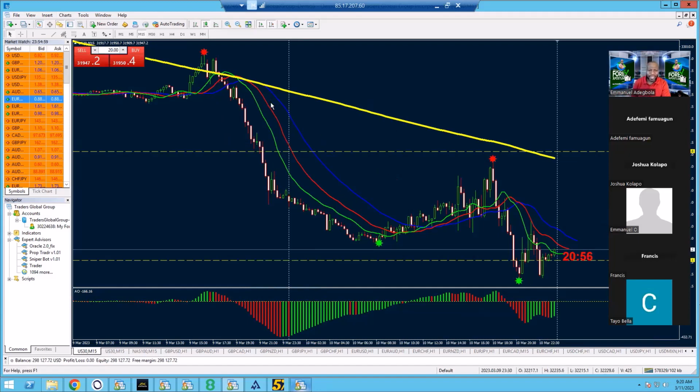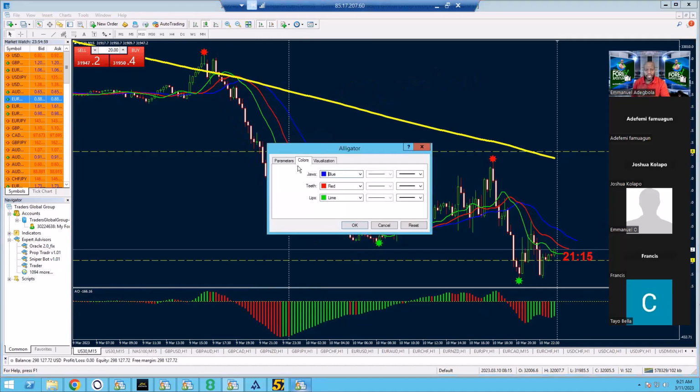So we have this alligator, then we have the 200 moving average, which is a simple moving average applied to close. Then we have this alligator right here. The alligator uses 3 moving averages, but smoothed moving averages.